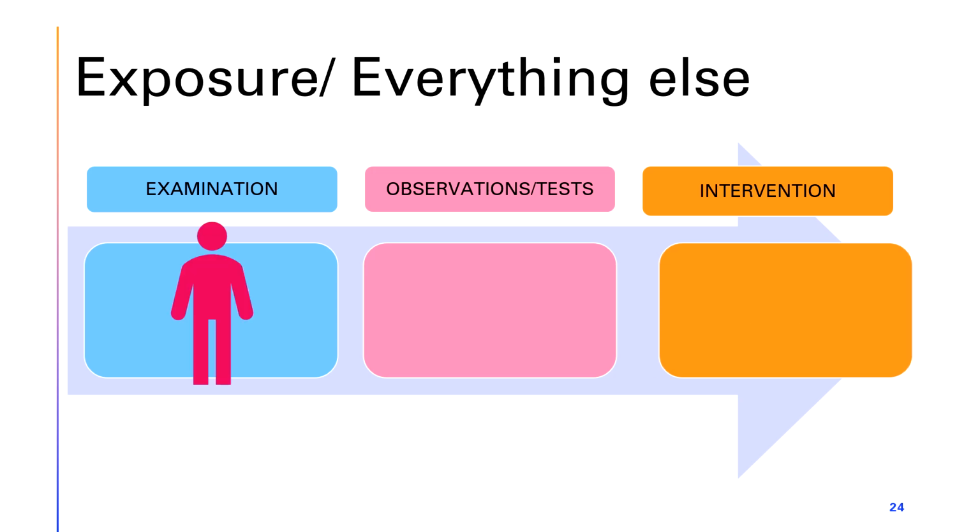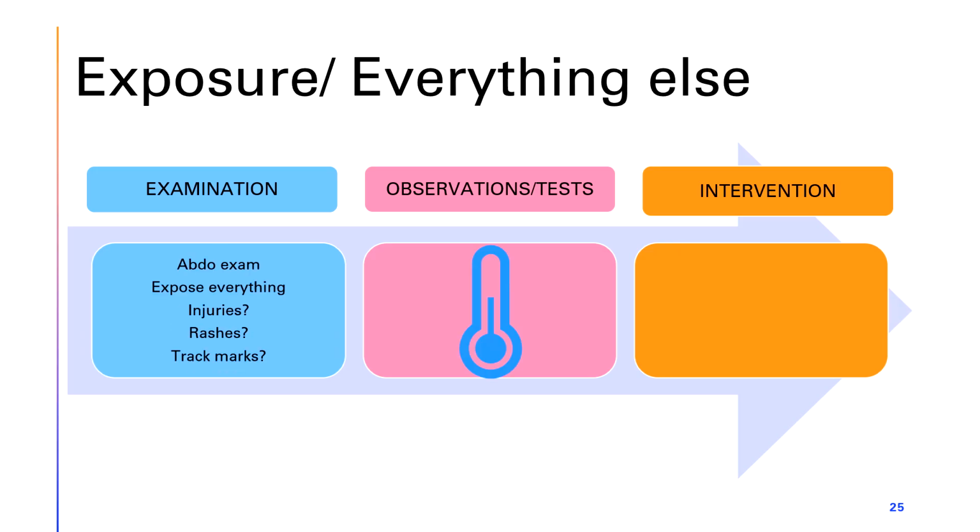And then finally, exposure or everything else, so making sure that our patient has been fully exposed, checking for any signs of rashes or track marks, have a good look at their feet and then do an abdominal examination, as well as checking any other injuries we may have missed. Then on observations, we need to check their temperature. We also might want to consider requesting any other imaging that we haven't yet done.